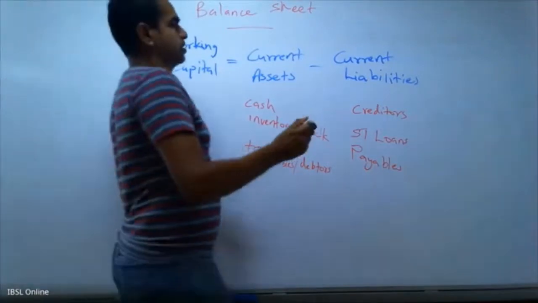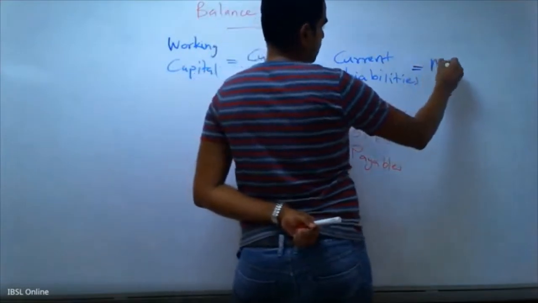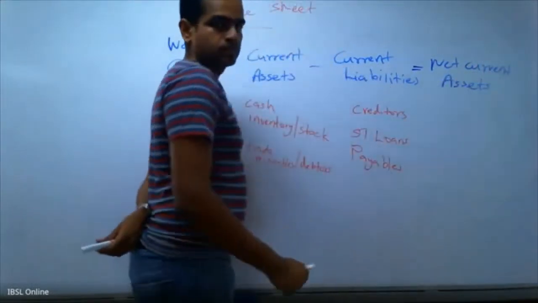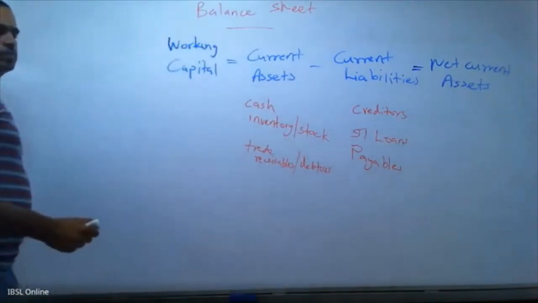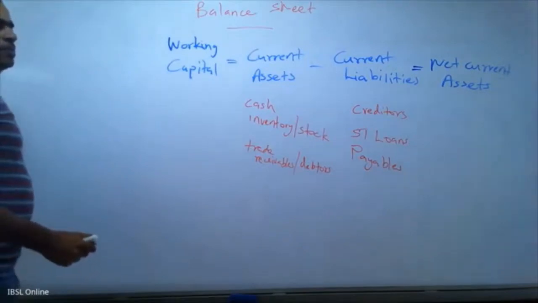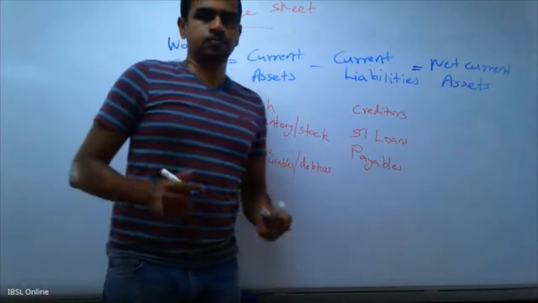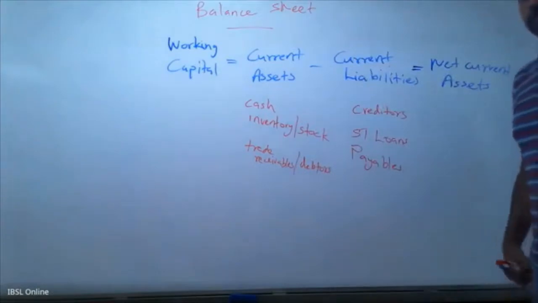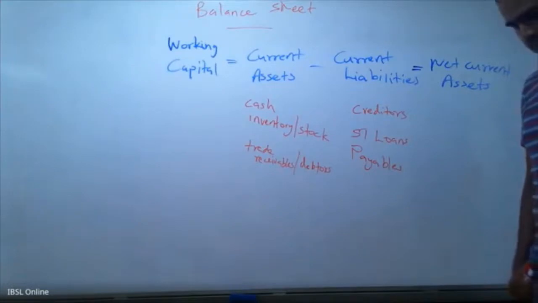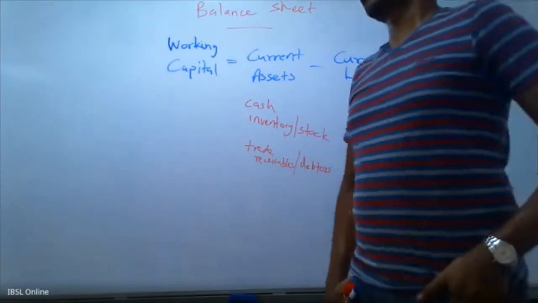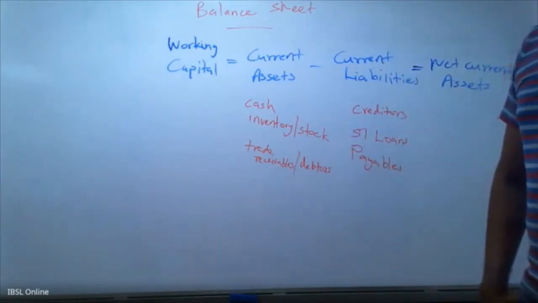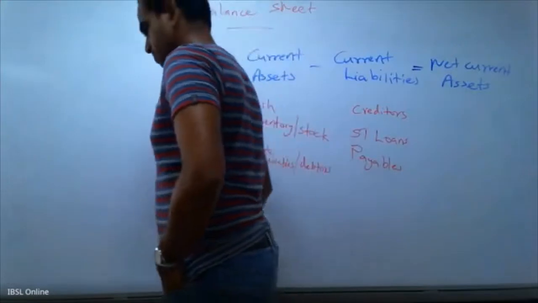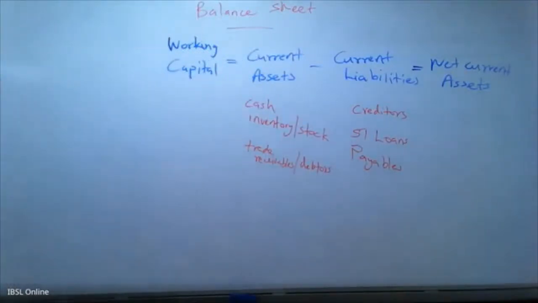So current assets minus current liabilities is also called net current assets. Now, what is the difference between assets and current assets? The difference between assets and current assets. How are assets different from current assets?